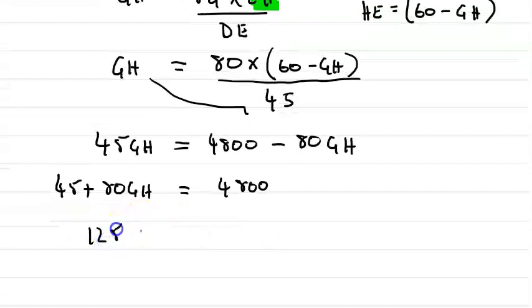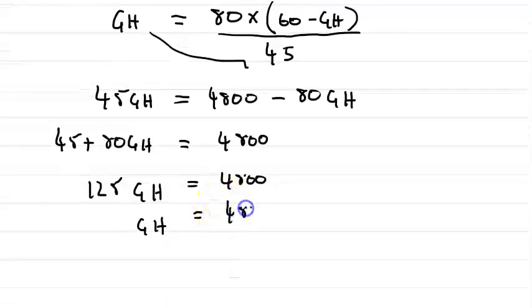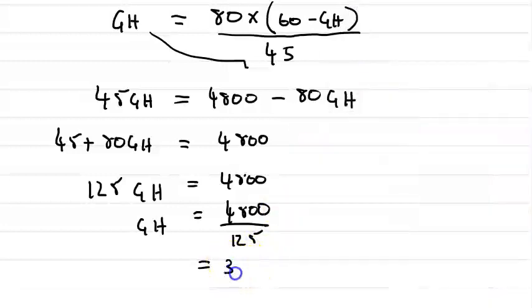This will be 125 GH equals 4,800. GH equals 4,800 all over 125. Let's just quickly put that in our calculator. 4,800 all over 125 equals 38.4 units. Therefore, we can conclude GH is equal to 38.4 units.